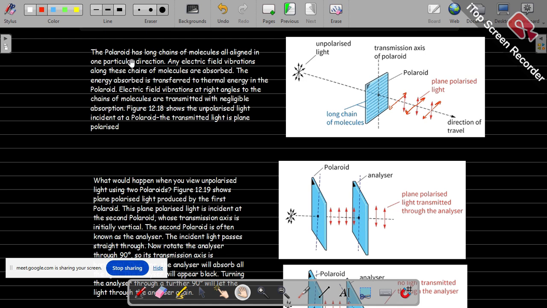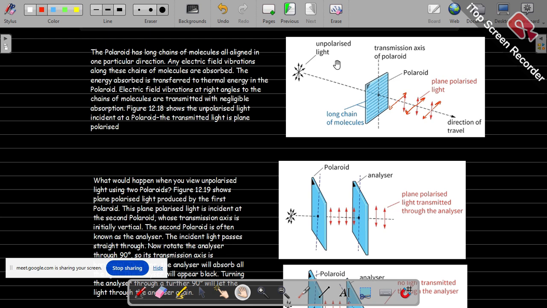So the Polaroids have long chain of molecules all aligned in one particular direction. Any electric field vibration along these chains of molecules are absorbed. The energy is absorbed, of course, because it can never be created nor destroyed. So where did the energy absorbed here go? Of course, it was utilized as thermal energy. Electric field vibrations at right angle to the chain of molecules are transmitted with negligible absorption.